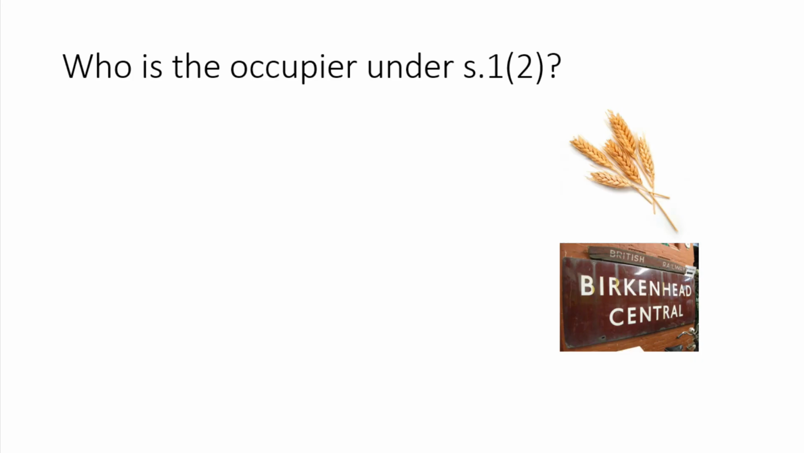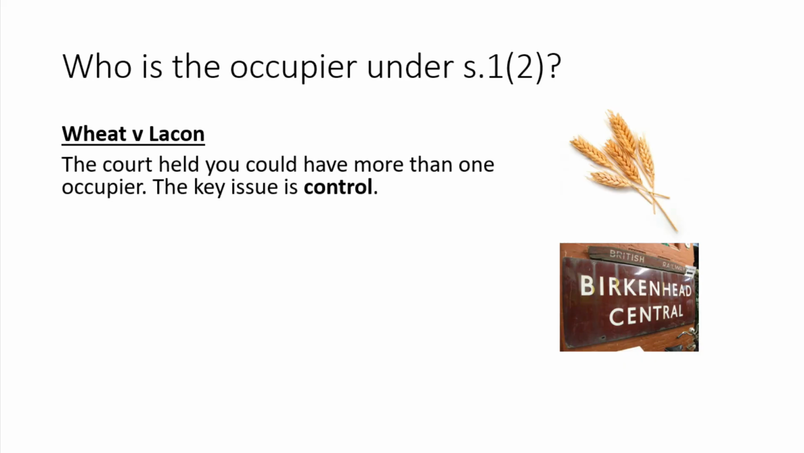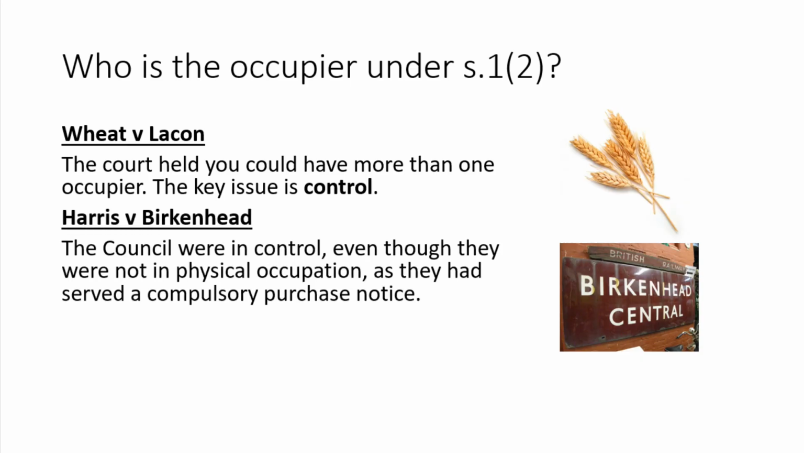So the first thing is who qualifies as an occupier under section 1 subsection 2. And in Wheat and Lacon they confirmed that although you can have more than one occupier, the key issue to consider is who has control. The person that has control will be the occupier. This was also confirmed in Harris and Birkenhead, as here the council were held to be in control even though they weren't actually physically living in the house. And this was because they had served a compulsory purchase notice. So they were going to be buying the property and they had control over it.